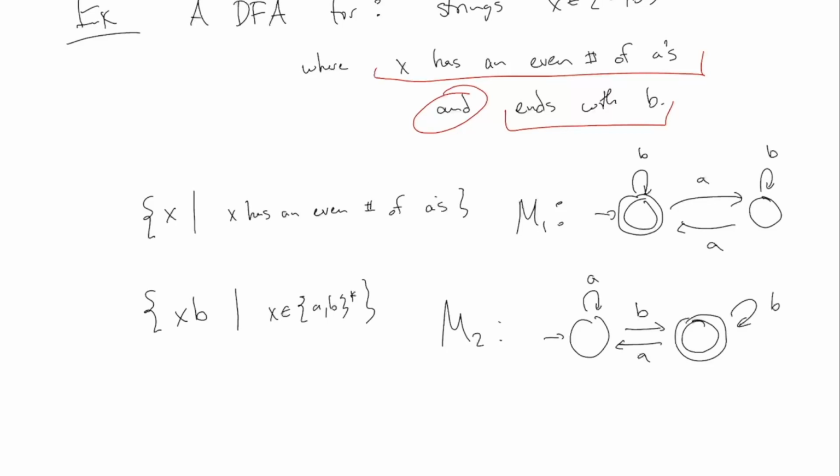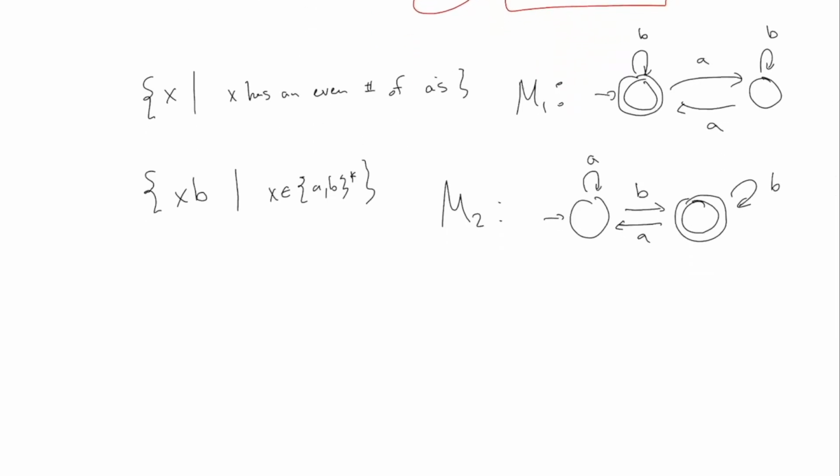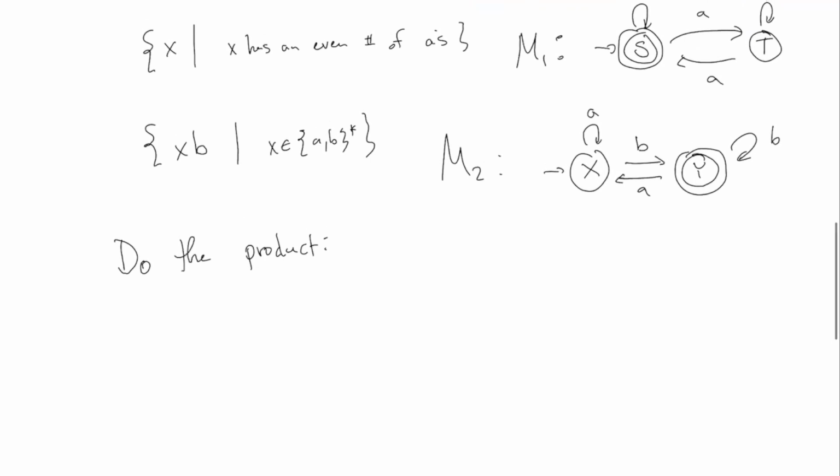All right. So these are my two machines. I'm going to combine them with what we call the product construction. So I'm going to give the states names just because that will help keep track of things. I'll call them S, T for the first one and X, Y for the next one. And it's called the product construction because I want to do the product. Product in the sense of set theory, the product of two sets, the Cartesian product, you know, A cross B.